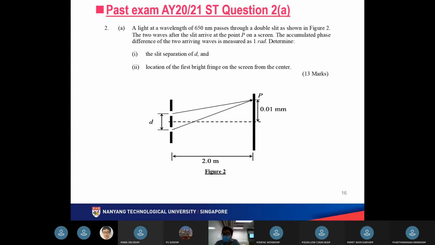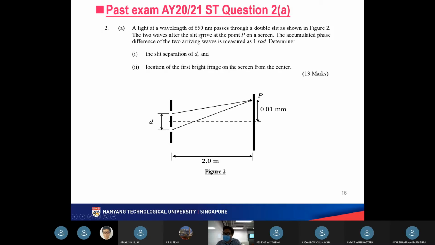Determine the slit separation and the location of the first bright fringe on the screen. So actually, this is Young's double slit interference. We should talk about it next week. I don't know why this question is given in this tutorial, but anyway, let's look at it.